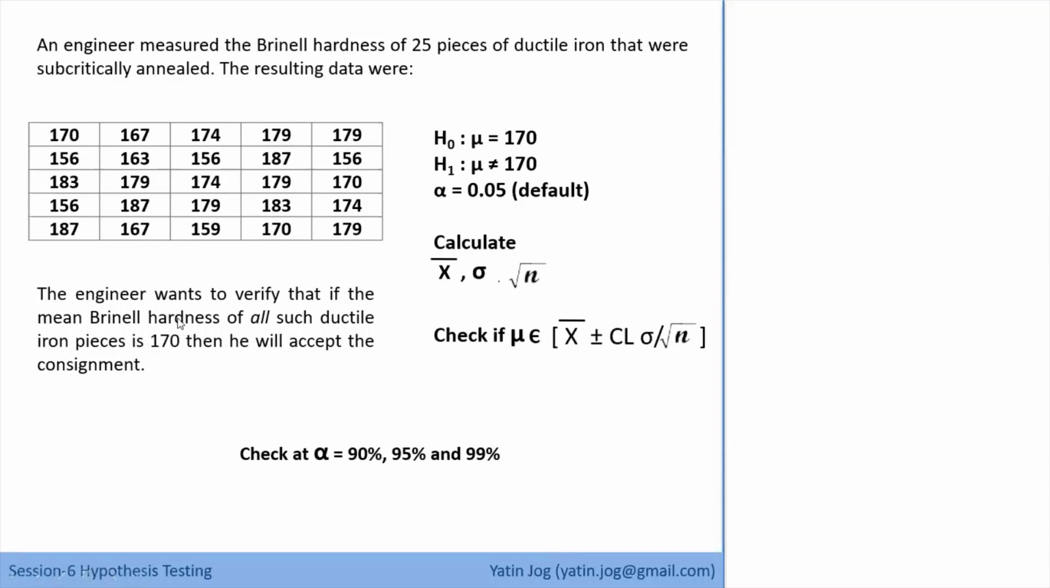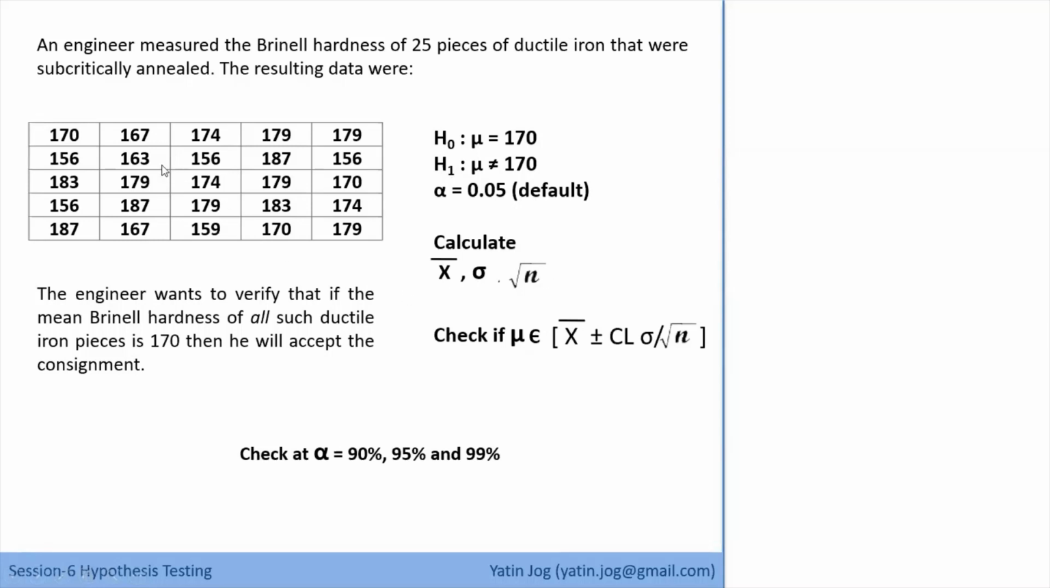So my null hypothesis will be that the average hardness and 170 are not different. That means H0: mu is equal to 170. Similarly, H1 will be exactly the opposite of H0: mu is not equal to 170. Now, by default, we are going to check this problem at 95% confidence level, so alpha will remain 0.05, which is the default value. To calculate the interval values, we need to calculate X bar, then the standard deviation and root n, or the standard error, a combination of both of these.